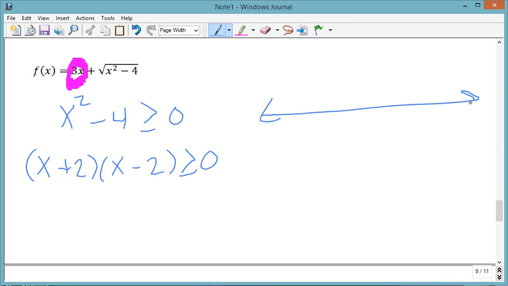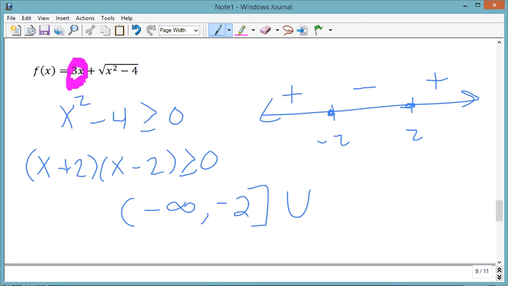I look at the number line. I have negative 2 and 2. A number less than negative 2, like negative 3, would give me a negative times a negative, so that would be a positive. A number in here like 0 would give me a positive and a negative, so that would be a negative. A number bigger than 2 would give me a positive and a positive, so that would be a positive. So my domain is negative infinity to negative 2, and I can include it, right? I can include it because it's okay to be equal to 0. Union 2 to infinity.